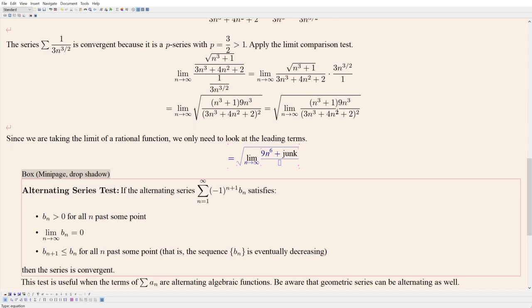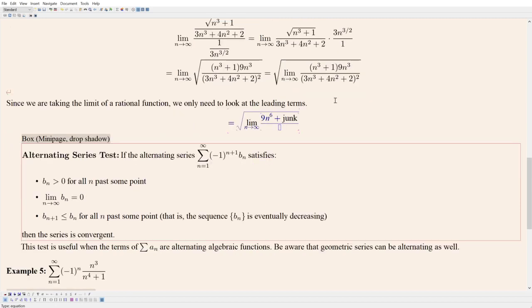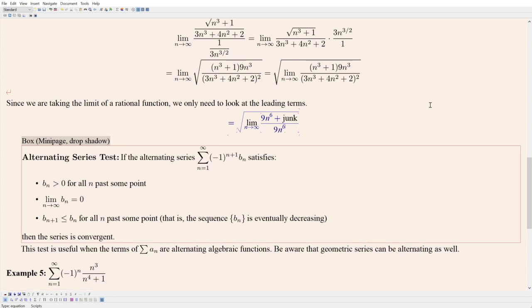I mean, it's just 9n cubed, but I'm trying to make a point here. On the bottom, we only need the leading term, so that's going to be 3n cubed squared, and then there's going to be a whole bunch of other junk, but that other junk is all going to be smaller. The exponents of all of the other terms are guaranteed to be smaller than the degree of this first dude squared. So that would be 9n to the 6 again.